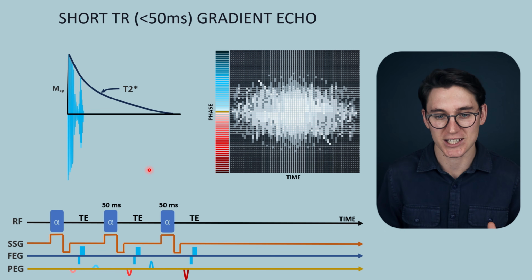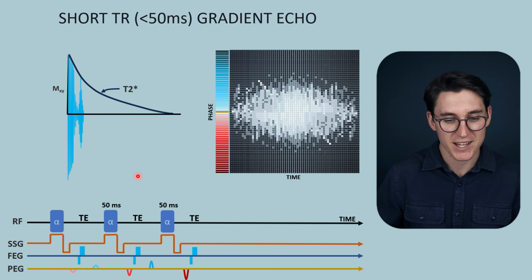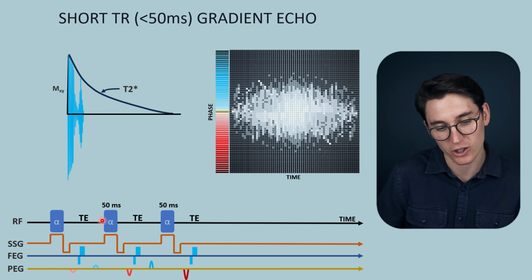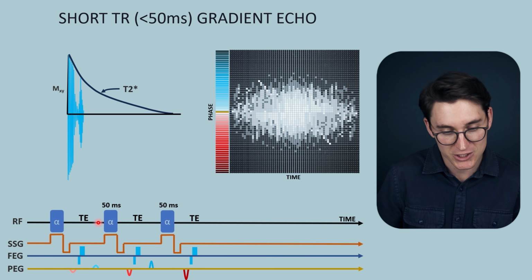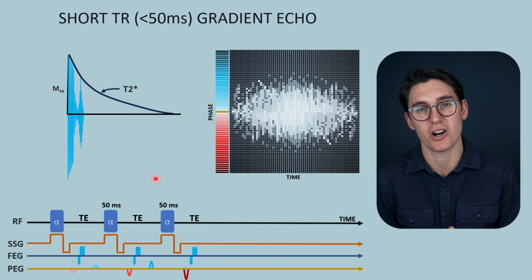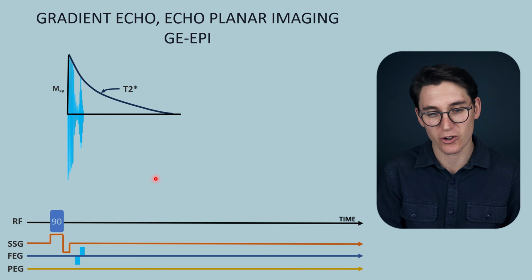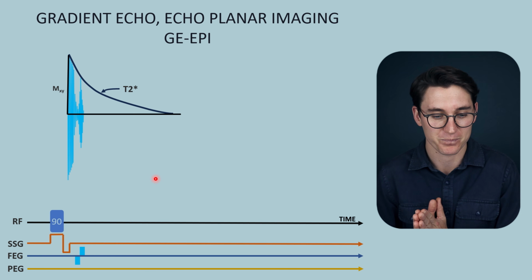Again, with this fast sequence, we still can't compress the sequence much smaller than this. One, because we need to allow for full longitudinal recovery of our spins, and two, because we still are applying multiple RF pulses. This brings us to our final rapid imaging sequence, which is known as echo planar imaging.